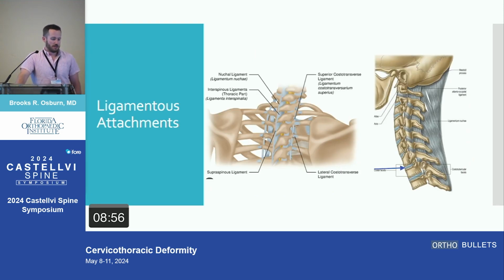Ligaments, like we talked about, ligamentous attachments, these just show that a little bit clearer here, primarily at that cervicothoracic junction. This is where you can get into trouble with iatrogenic deformities if you're doing too big of a dissection, especially at the end of your construct.